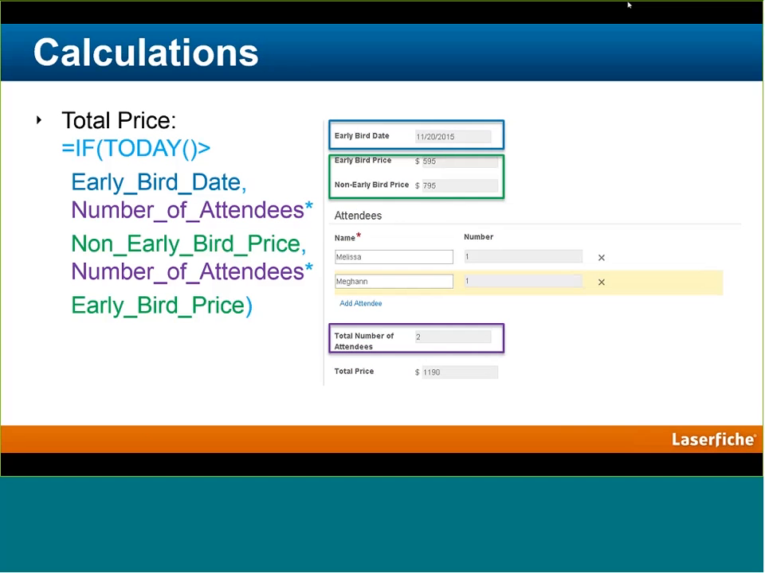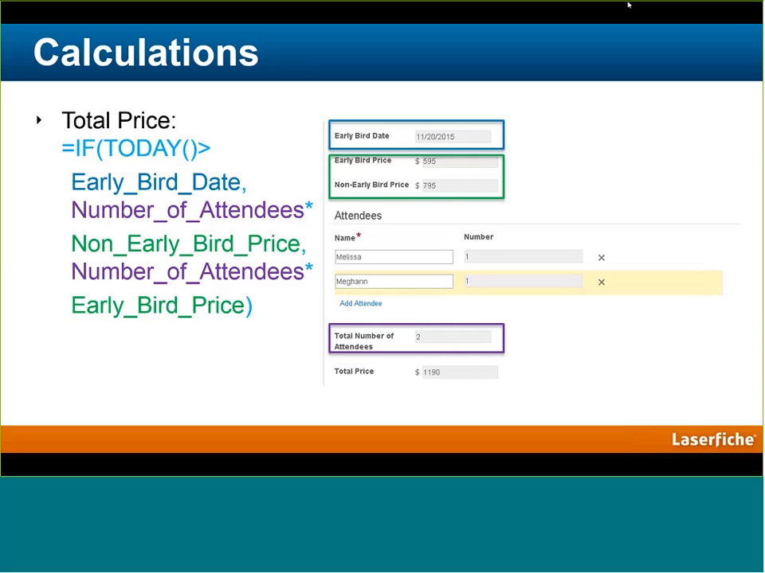The second calculation might look pretty complicated at first, but it's actually rather straightforward as well. What we're doing here is checking if today's date is before or after the early bird cutoff date, which we've shown in blue here, in order to determine which price to use. The formula then multiplies the total number of attendees that we determined in the first calculation with the appropriate price. This gets us the correct final price at the bottom of the form, accounting for both the selected number of attendees and whether the early bird rate is still eligible.